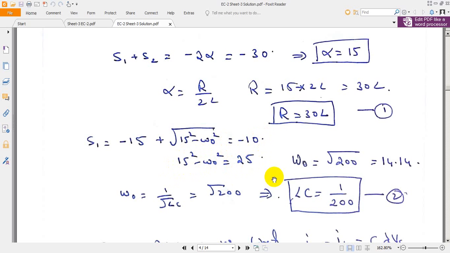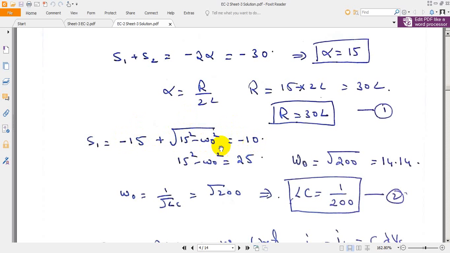How did we get this 25? Alpha square minus omega naught square, from this expression. From this expression, we can write it as square root of 15 square minus omega square is equal to... it will become plus. I think there is some calculation mistake here. Is it right? Yes, there is some calculation mistake. It will become plus here.